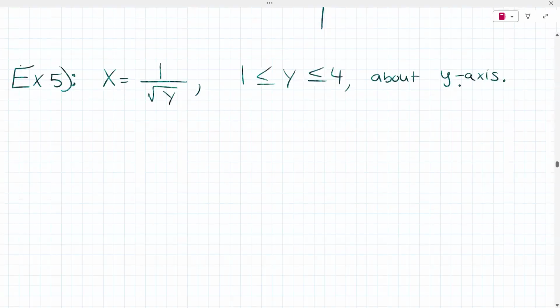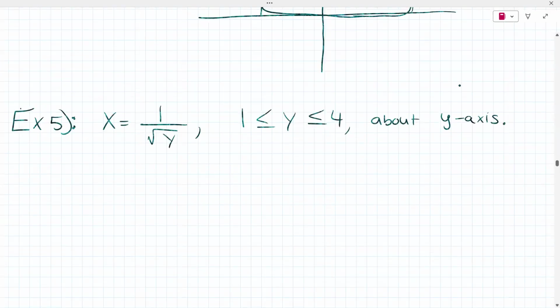Okay, so example 5, we have x equals 1 over square root of y, and our y boundary is from 1 to 4, revolving around the y-axis. So because we have it in terms of 1 to 4, we already know our C and D, which is 1 and 4. So 1 is our C and 4 is our D. And this is already in terms of y, so we're really good.